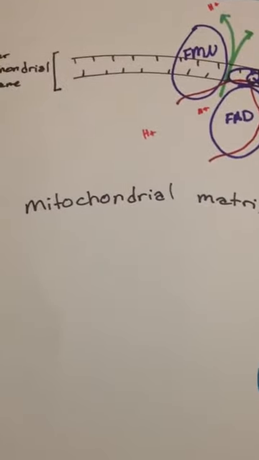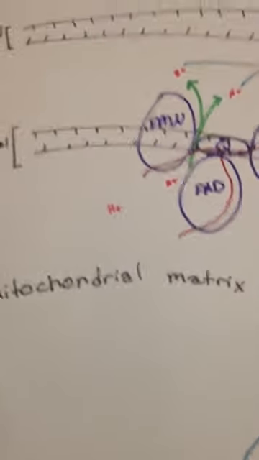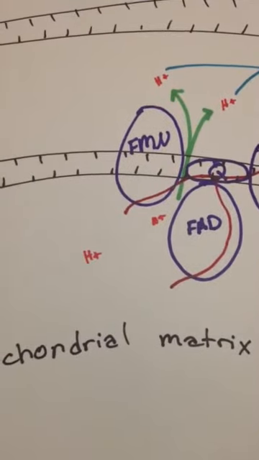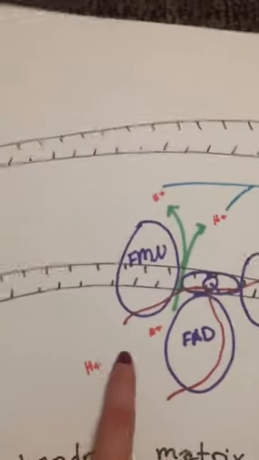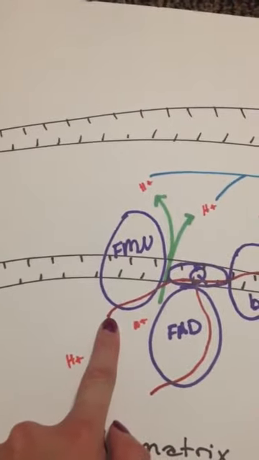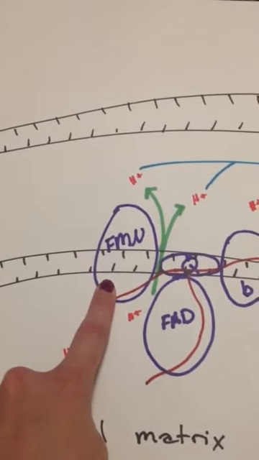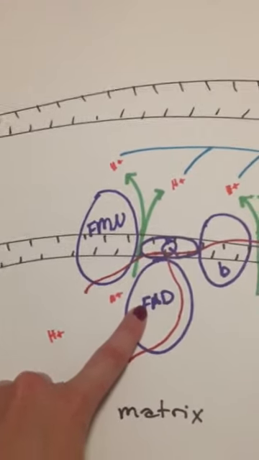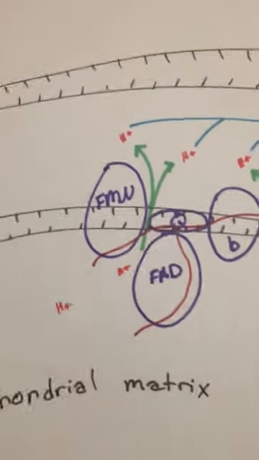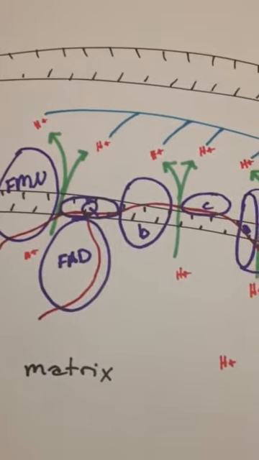NADH and FADH2 deliver the hydrogen atoms to coenzymes in the electron transport chain. Electrons from NADH go to FMN, which is the flavin mononucleotide, and from FADH2, they go directly to coenzyme Q, or ubiquinone. Coenzyme Q then releases hydrogen atoms and passes electrons to cytochrome B.